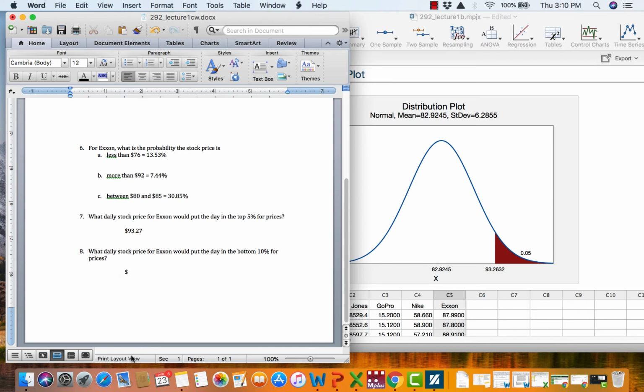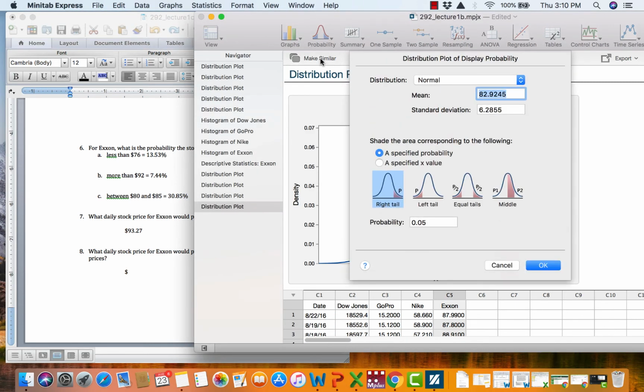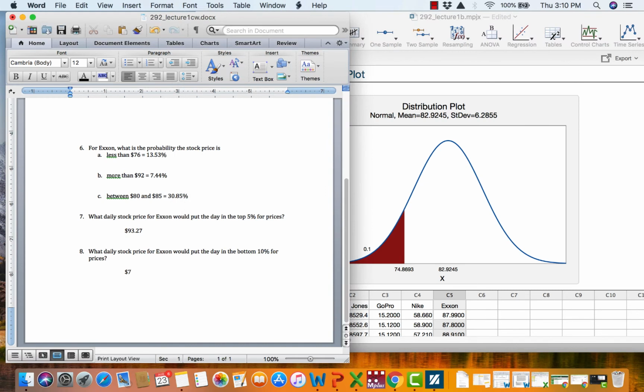And for problem 8, what daily stock price for Exxon would put the day in the bottom 10% for prices? So we go into make similar, changing from right tail to left tail because left tail means bottom, and we change our probability to 0.10. And remember now, on the left side of the distribution, we round these down. So in other words, that 9 does not round up the 6. Our final answer is $74.86.